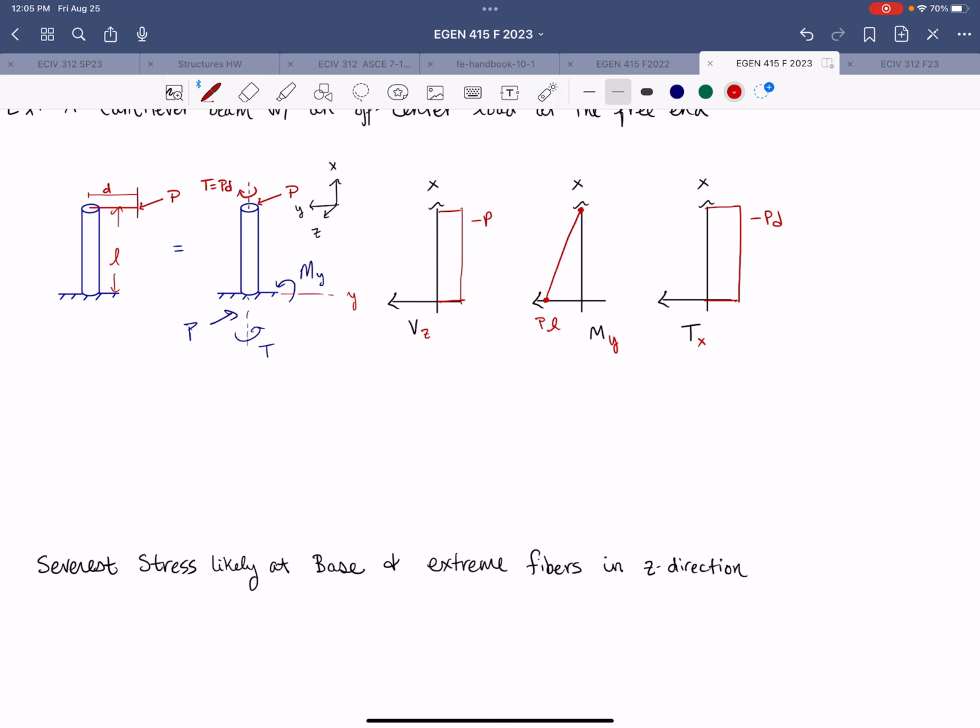So considering each of these, the shear force will generate shear stress. So we'll say tau, in the xz plane, would be the greatest at the center of the cross-section, if the cross-section is solid.